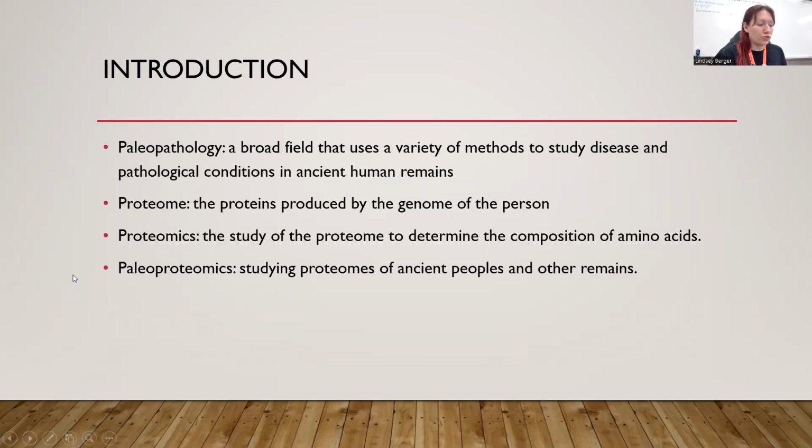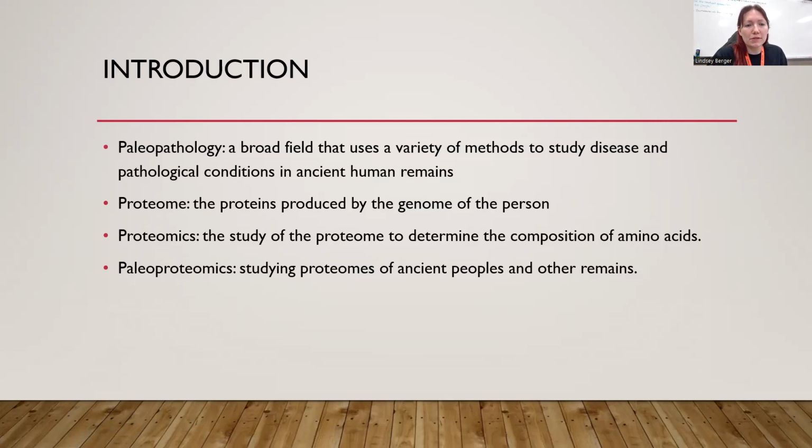So first and foremost, an introduction. There's a few definitions on your screen, just to show you from an umbrella approach of where we're going. We go from the broadest to the most narrow. We have paleopathology, which is the broad field that has a whole bunch of different methods to study disease and pathological conditions in ancient human remains. This is obviously not just specific to ancient Egypt. This could be any ancient culture.